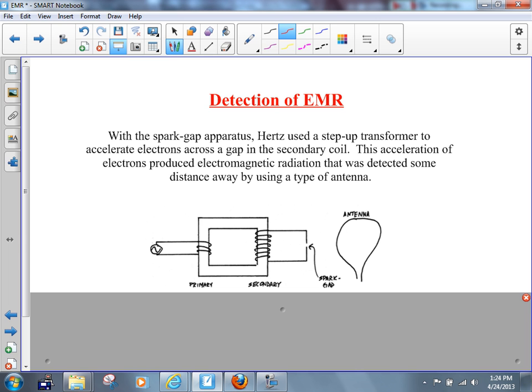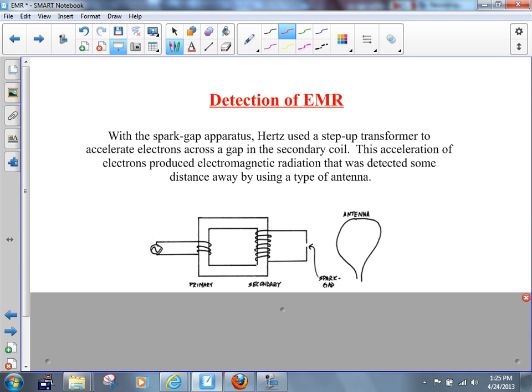Just drop your pens for a second and just watch what I do, and then you can copy it out, okay? The apparatus that he used is called a spark gap apparatus. It consists of a step-up transformer. A step-up transformer, you don't really need to know how it works, but in essence, it produces either a smaller voltage than you started with, that would be a step-down transformer, or a bigger voltage, a bigger potential difference than you started with. That's a step-up transformer.